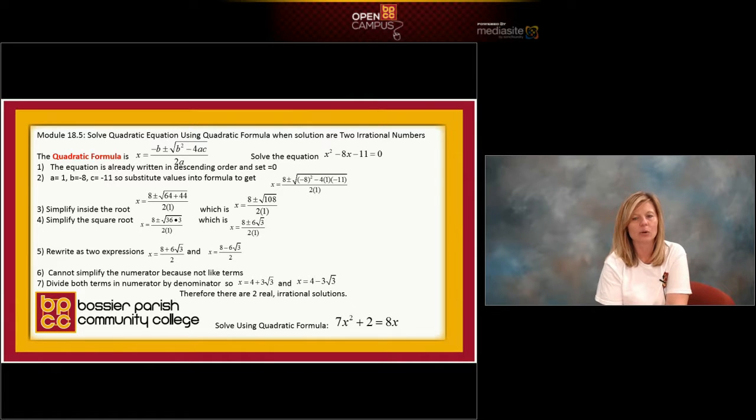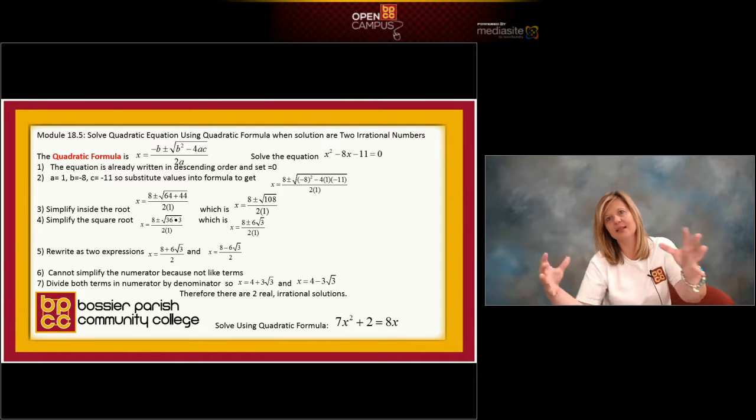So x equals negative b, your additive inverse, your opposite of b, so you would put positive 8, plus or minus the square root. Then we're going to do b squared. So we have negative 8 squared minus 4 times a, which is 1, times c, that's negative 11, all over 2 times a, which is 1.